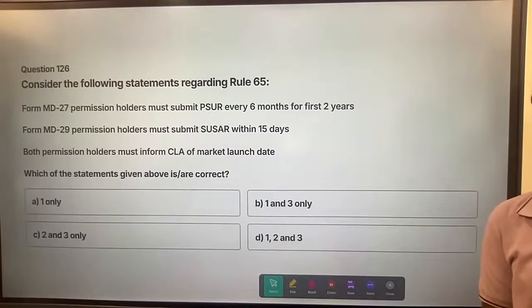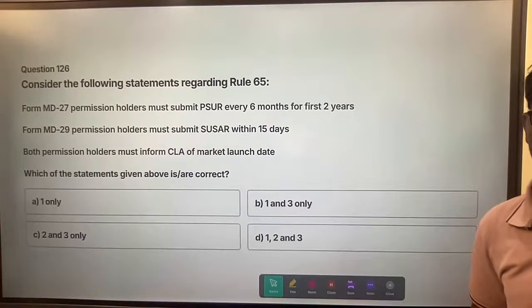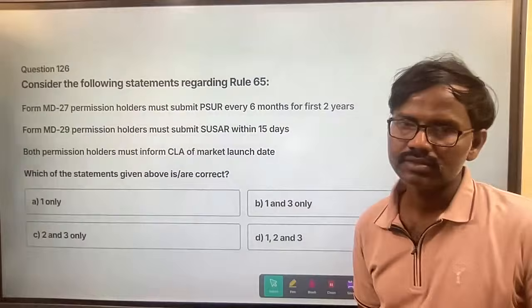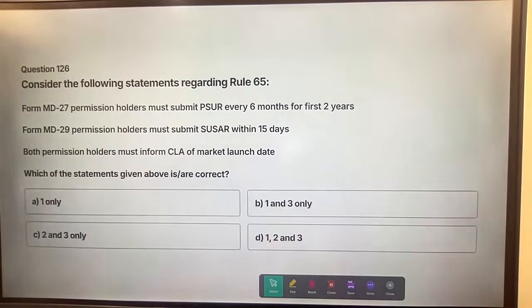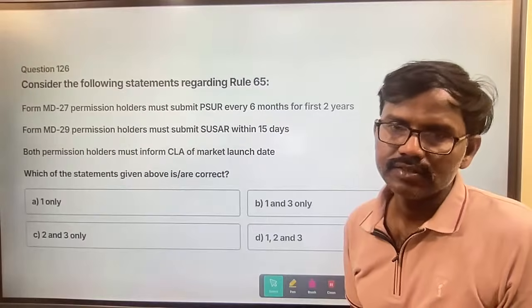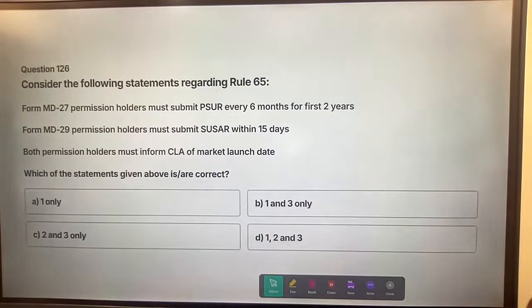The maximum questions we are expecting are from manufacturing. Manufacturing rules are very important, so please focus on manufacturing. What is the right answer? Answer, please. 126, option D. What about the others? 1, 2, 3.